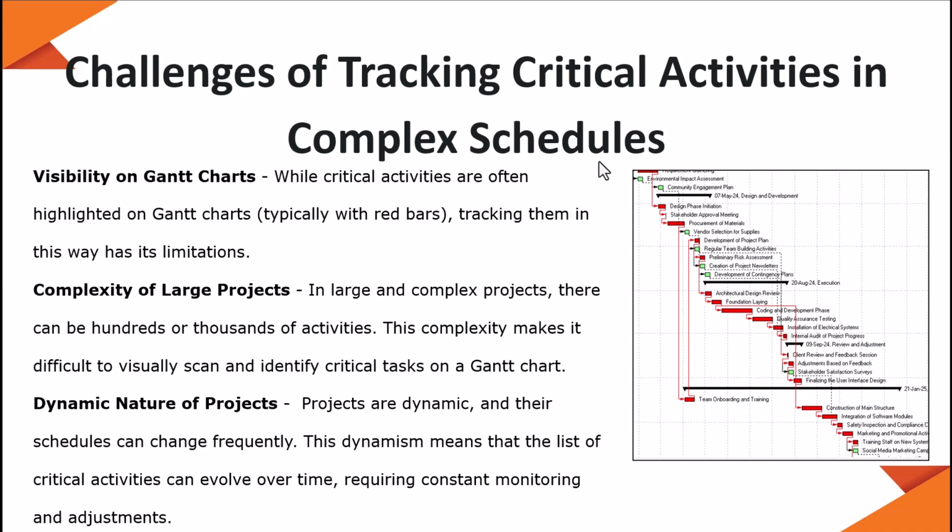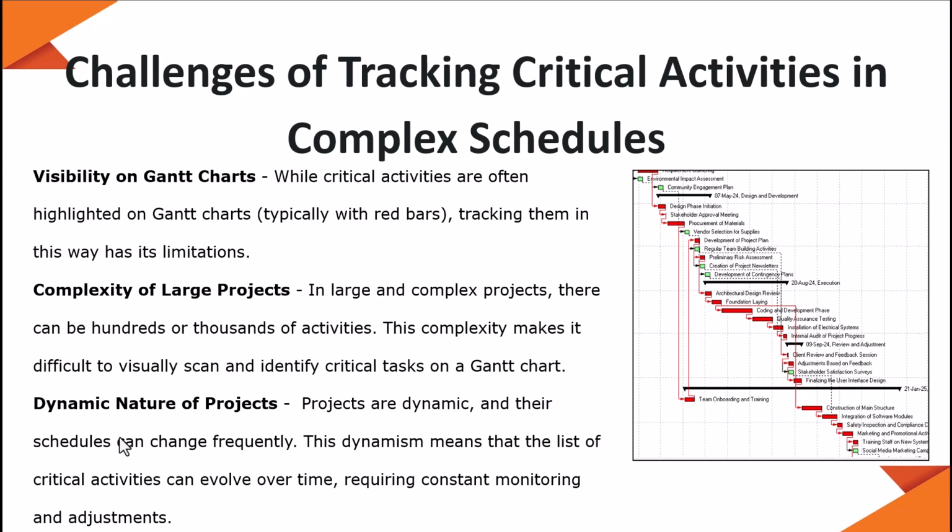When you're managing complex projects, there can be hundreds or thousands of activities. This complexity makes it difficult to visually scan and identify critical tasks on the Gantt area. You have 1,000, 10,000 activities in your program. Just scanning through the entire program for activities in red on the Gantt area does not give you the information you might actually require to identify the critical path. You might be missing some activity in a way.